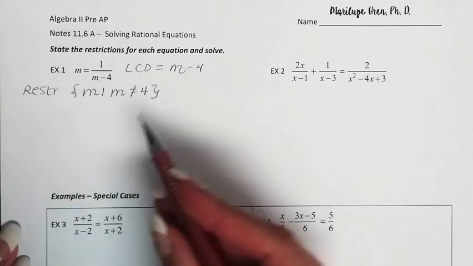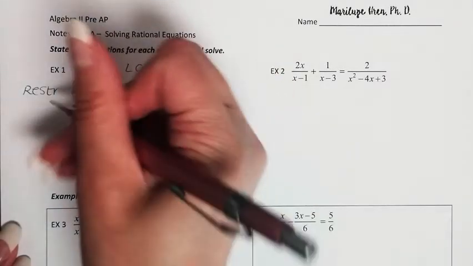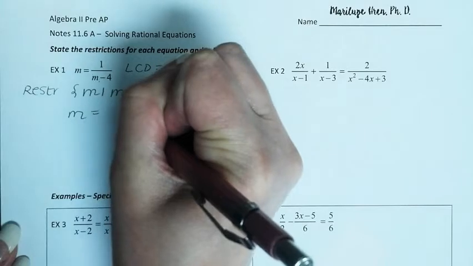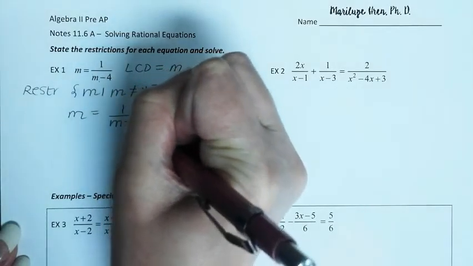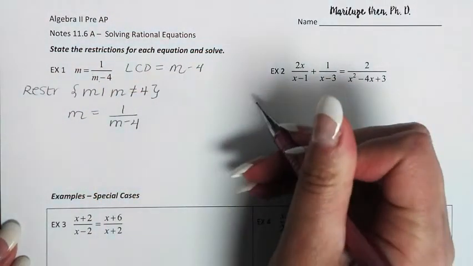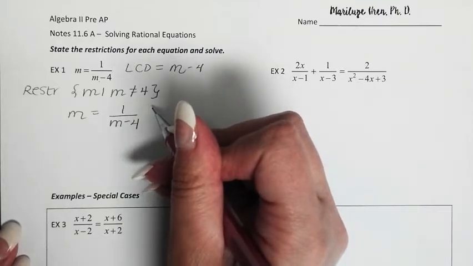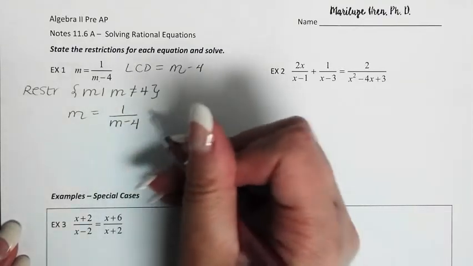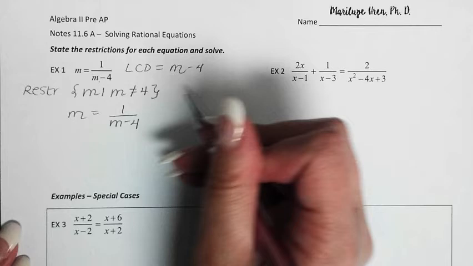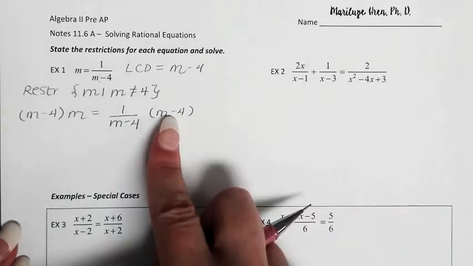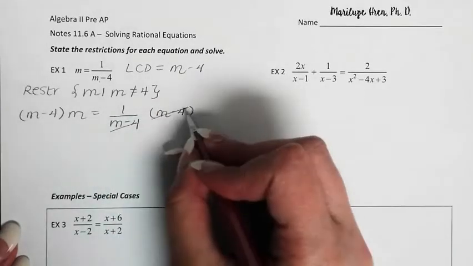Now, let's deal with solving your equation. So you have the equation m is equal to 1 over m minus 4. Since I want to solve this equation, I'm going to multiply both sides times your least common denominator. In this case, your least common denominator is m minus 4. So I multiply both sides times m minus 4.